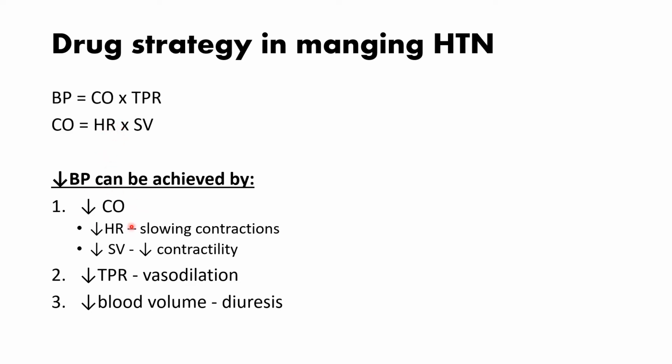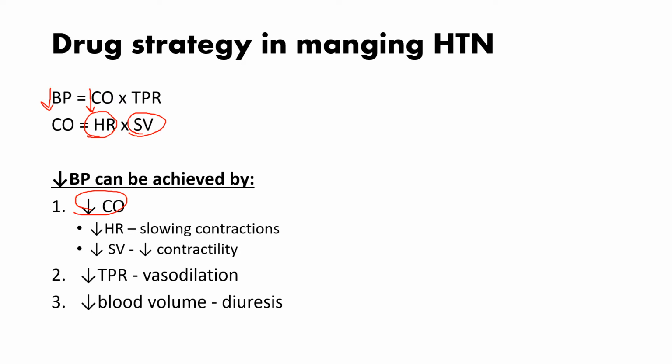So if we reduce cardiac output, we then reduce blood pressure, right? So how exactly do we reduce our cardiac output? We can reduce our cardiac output, look at here, by reducing our heart rate and by reducing our stroke volume.